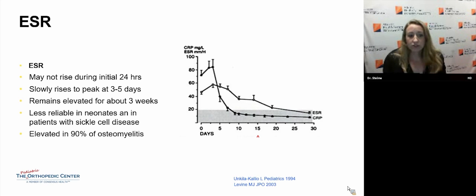ESR may not rise during the initial 24 hours, so it could initially be low if you're catching the kid early in the course. It's a slower rise, and it peaks at about 3 to 5 days. It remains elevated for about 3 weeks, so this is not going to drop off as quickly as the CRP. And it's less reliable in neonates and in patients with sickle cell disease, but it is elevated in about 90% of cases with osteomyelitis.